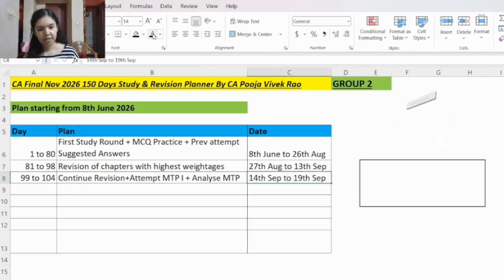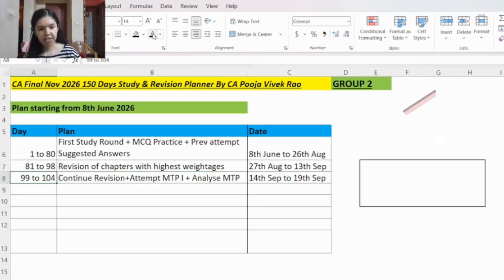So on 14th September you will revise DT, and then on 15th September afternoon you will attempt the mock test paper. So on for the other subjects also. Now for this mock test paper, just writing won't be sufficient. You should analyze it also. So basically the ICAI will host the answers of the mock test paper on the BOS knowledge portal.